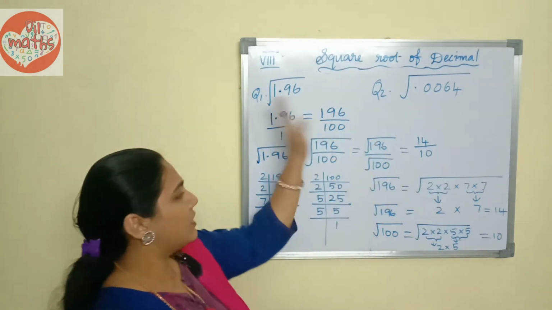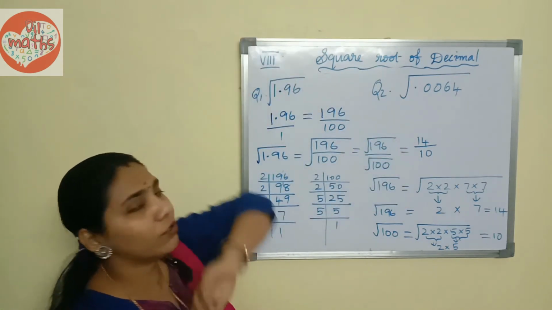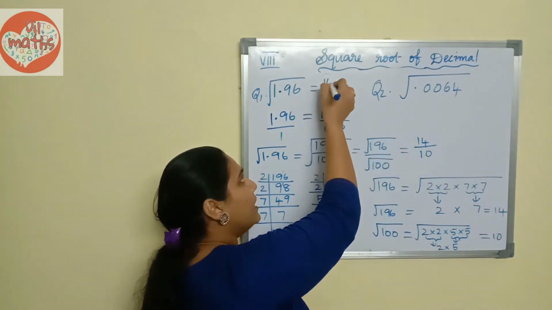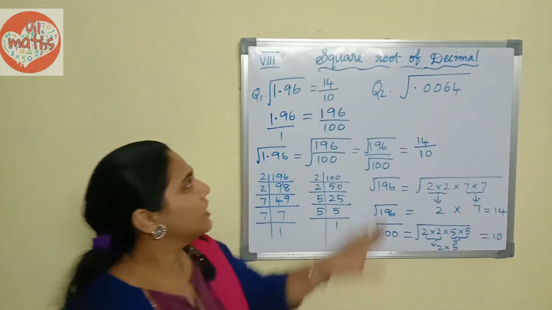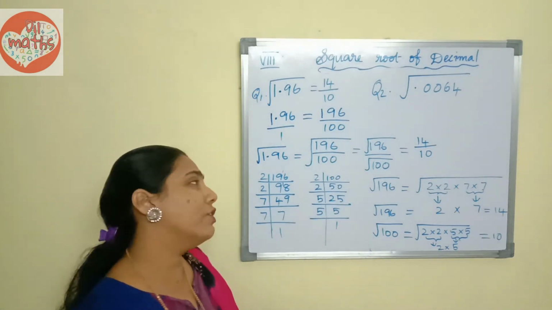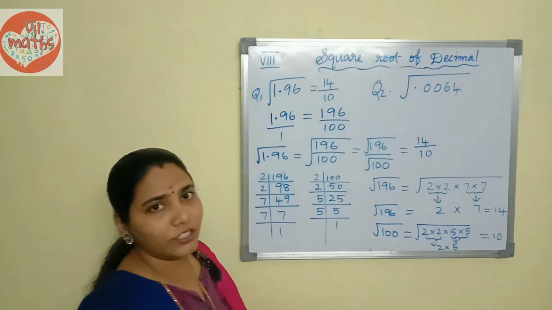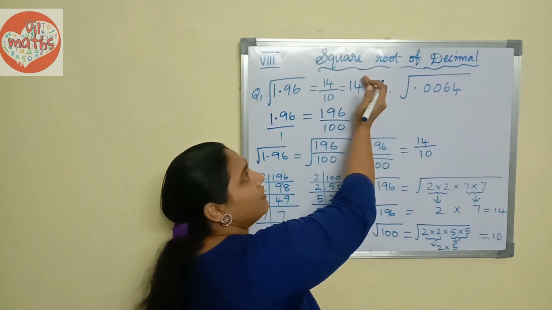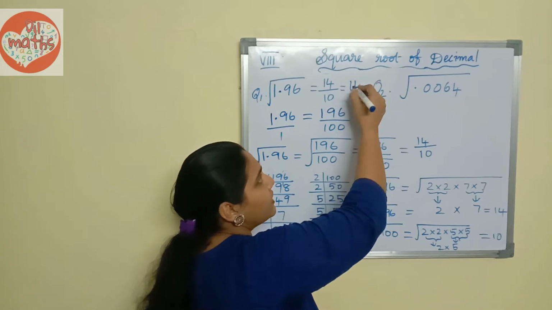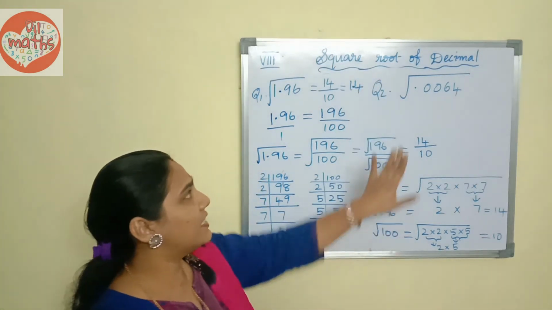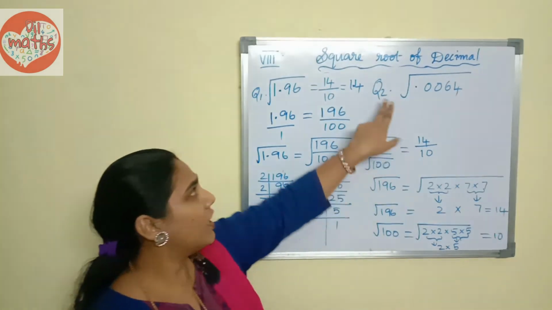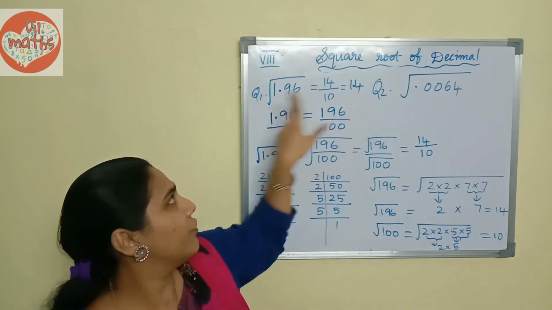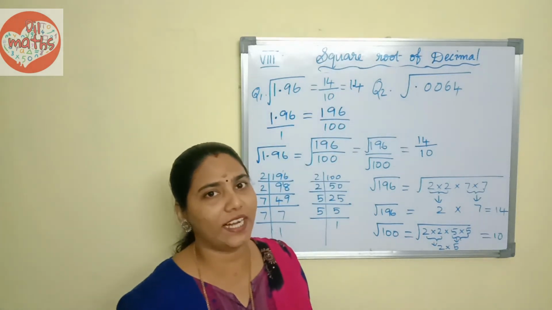So what was the question given? Square root of 1.96, that's equal to 14 by 10. So we can write 14 divided by 10, and you can change this into a decimal. How can you change into a decimal? In the denominator 10 is there. That means we should write the numerator, and from the right we should count one digit and put the decimal point. So the answer we got is 1.4. If you want to check your answer, you should multiply 1.4 with 1.4. If you get 1.96, then you can say that your answer is correct.